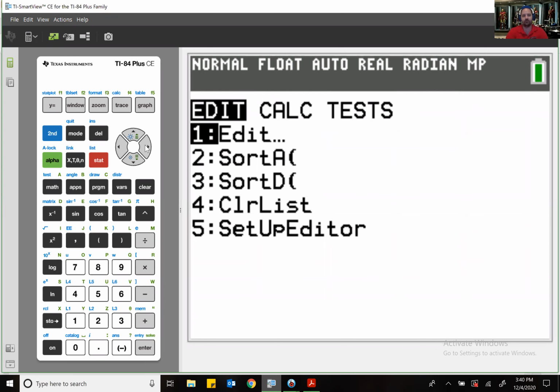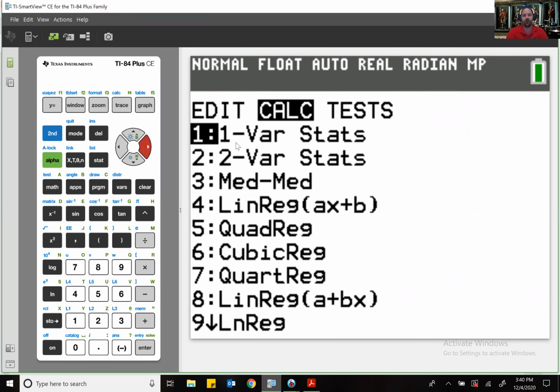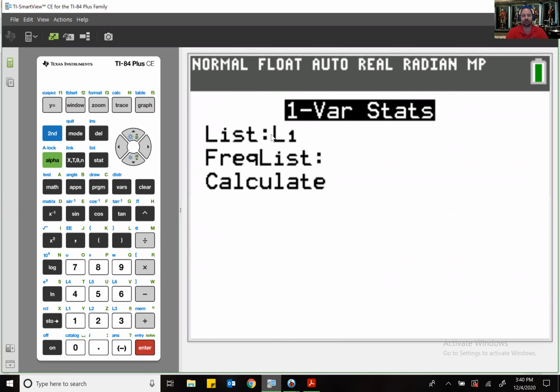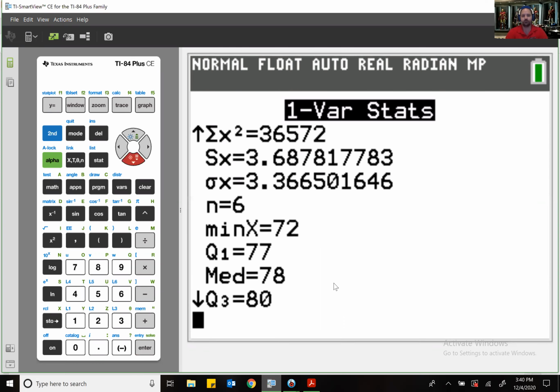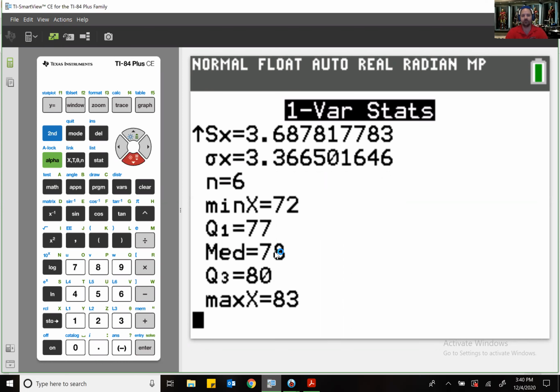you're going to go over to calculate and you're going to run this first one variable statistics. So you hit enter. It's list 1. Just come down to calculate, hit enter. And right there at the top, this X bar means mean. So there's your mean, 78. Also, if you're using the same data, right here is where you'll find the standard deviation, this SX, that's standard deviation. And then if you scroll down, right here is the median if you ever need to find a median. So there's lots of good information in there.